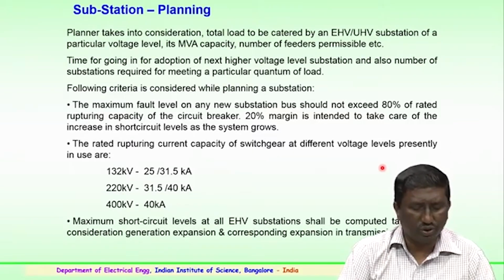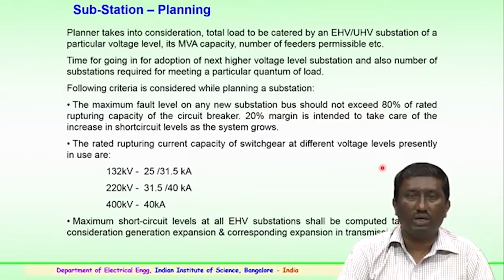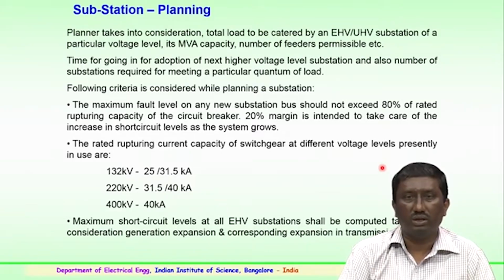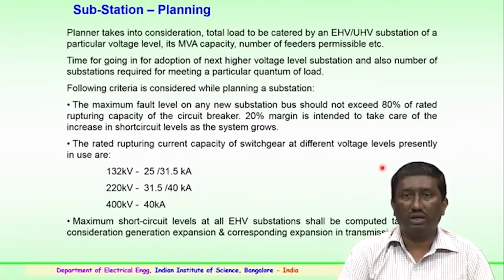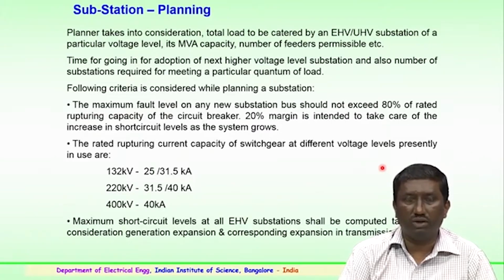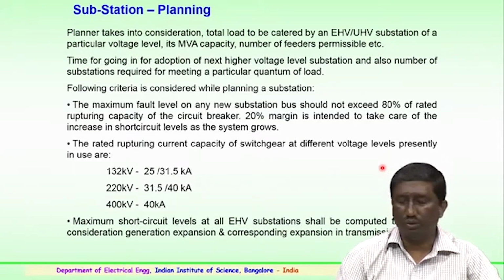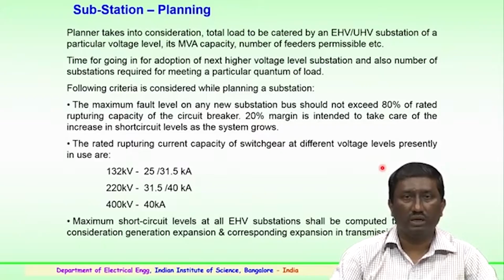So, the maximum short circuit levels at all the extra high voltage and ultra high voltage substations shall be computed taking into consideration particularly the generation expansion in future and the corresponding expansion in the transmission network in the years to come. So, this is how the planning has to be coordinated and done.